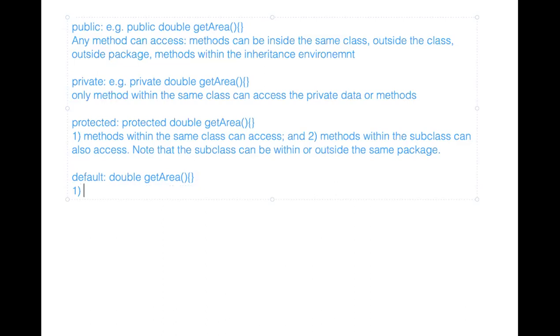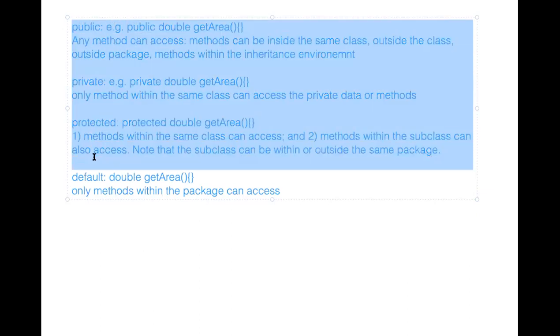Okay, the default one is only methods within the package can access. It's quite easy for default. The default one means the methods within the package can access, no matter whether they are in the same class or not in the same class. The only requirement is the same package. So this one is the default. Okay, so these are the four access modifiers: public, private, protected, and default.